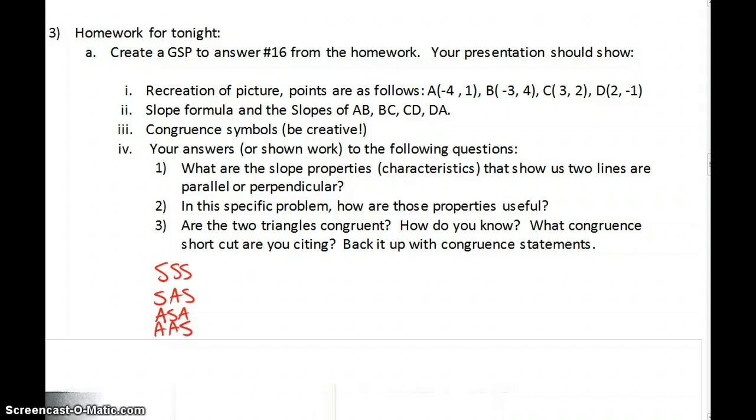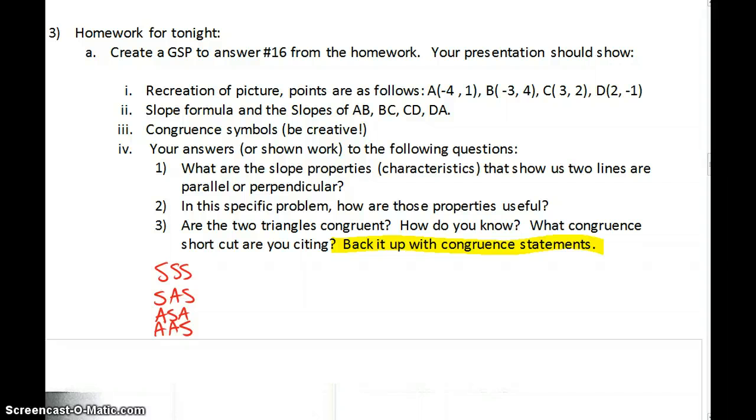Now, when you place your congruent symbols on your picture, and you find out what objects are congruent to what in your picture, you're going to be able to back it up with congruent statements. Now, the whole point to finding the slopes of AB, BC, CD, and DA is to lead us to finding angles or sides congruent in the picture.